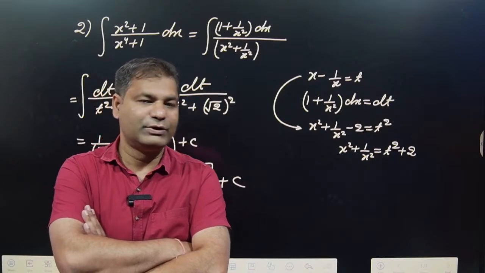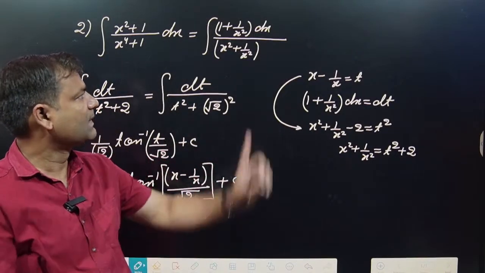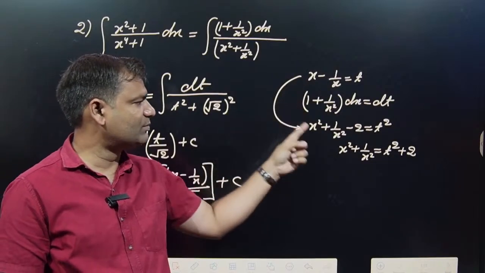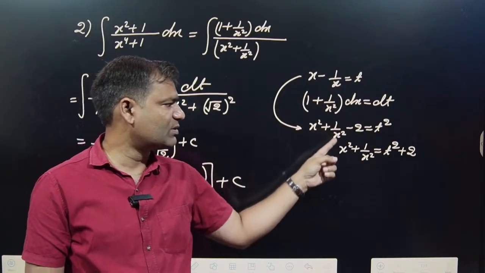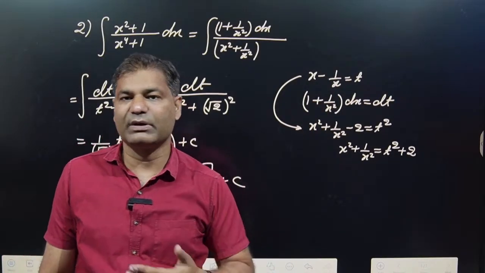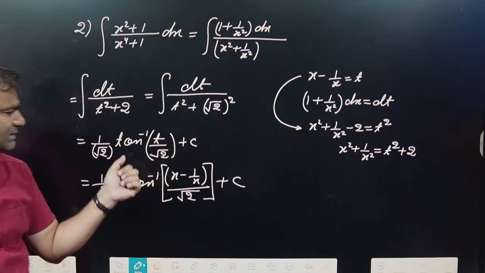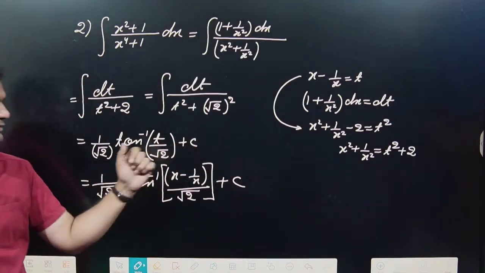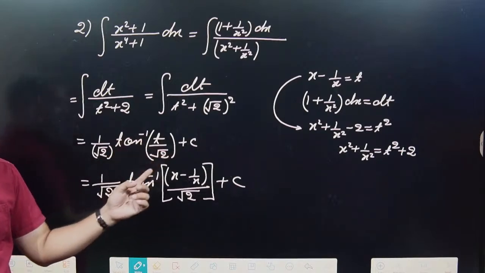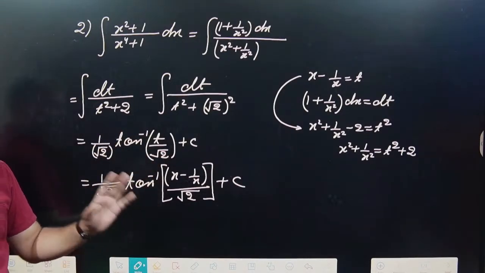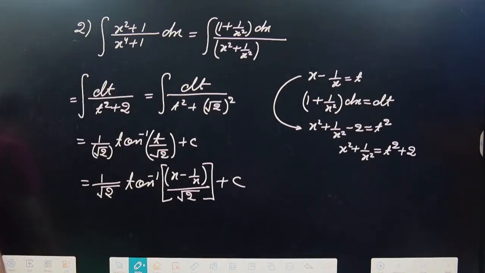After that, put the values here. This is replaced by dt, and squaring both sides, we get x square plus 1 upon x square equal to t square plus 2. Put that value here and then integrate. Then we get this result, and finally t is replaced by x minus 1 upon x. Then we get this. This is the final answer.